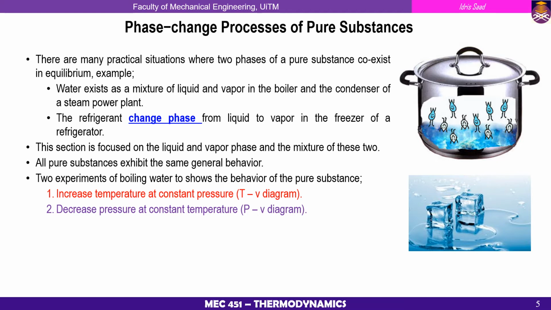The second way is if we have water that has been compressed at very high pressure, we can reduce the pressure of the water but maintain the temperature. This process is known as the decreased pressure at constant temperature process. Okay, let us discover how water behaves when we change its phase through these two processes.